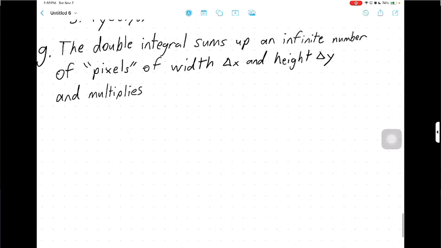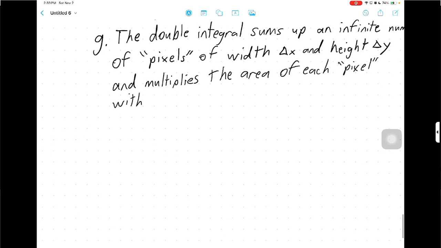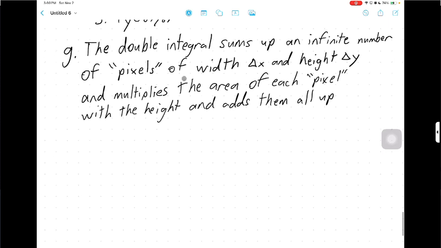And multiplies the area of each quote-unquote pixel with the height. And adds them all up. So this would basically be like, in your own words, this sort of explains what a double integral does. It just slices in x, slices in y. Alright, that's the other way to do it. But I think this works.